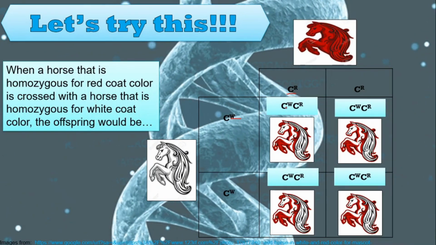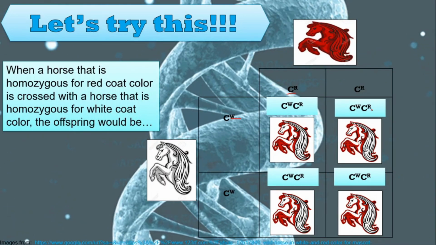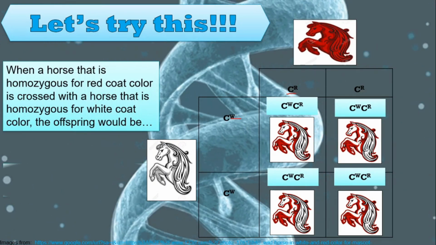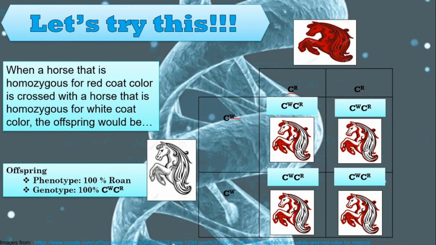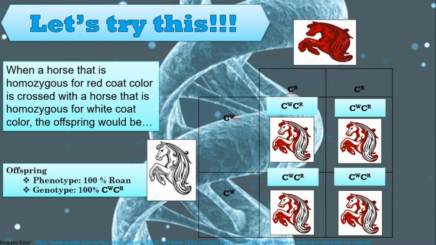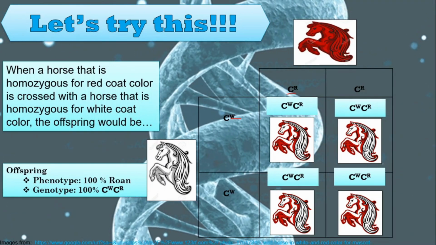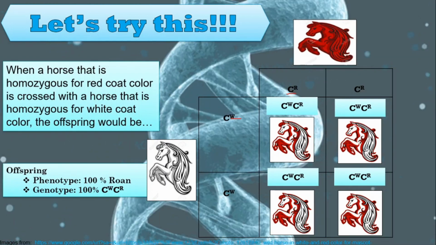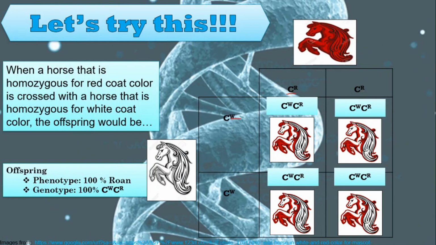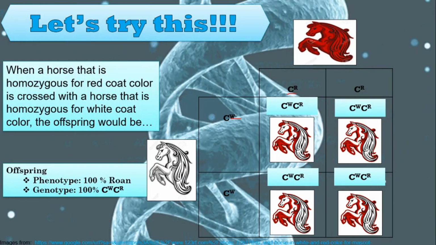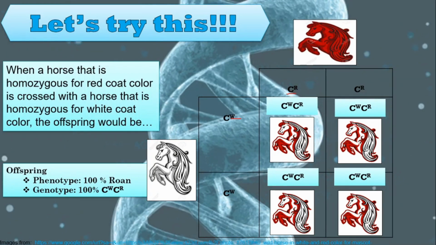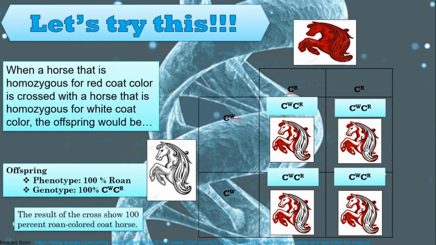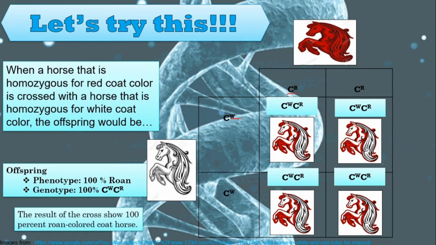So we will have CWCR, CWCR, CWCR, CWCR. So we have four CWCR, which means the genotype is 100% CWCR. For the phenotype, since this is codominance, we will not be using pink, since it is a combination of red and white, but we are going to use roan, since in codominance there is no intermediate color produced between the parents. Therefore the color roan means the colors of the parents are inherited but not mixed or fused. The result of the cross shows 100% roan colored coat horses.